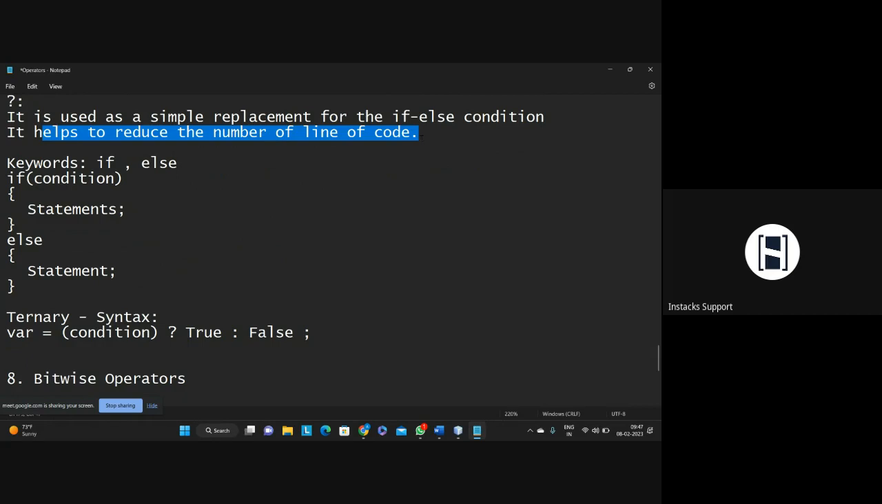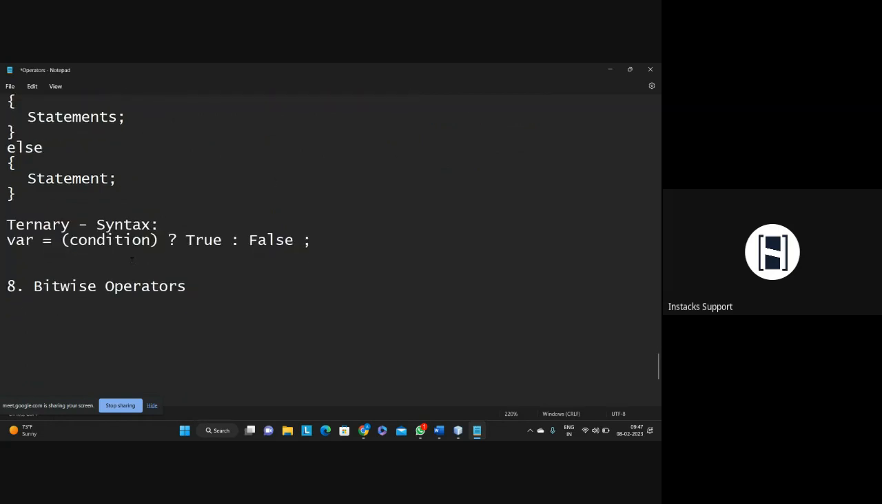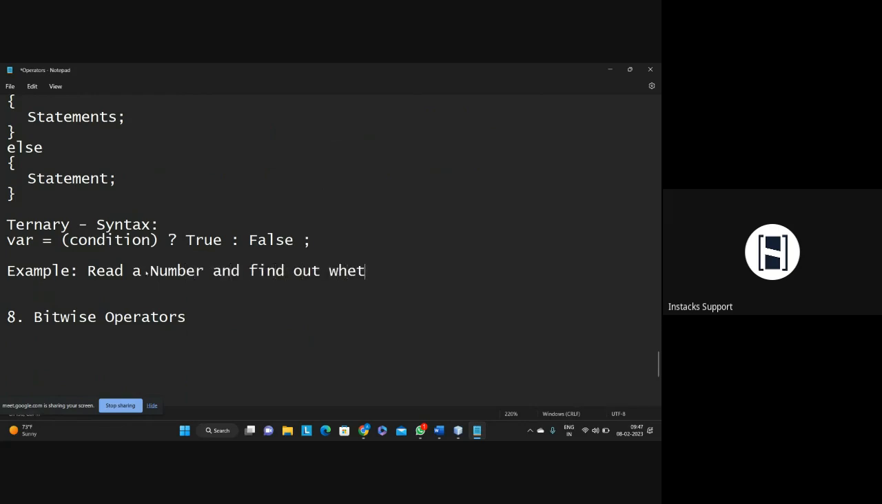Okay, so let us try to understand this with some example. Let us go through some examples. So I'm going to say my program, what it is going to do is, I want to read a number and find out whether it is an even number or an odd number. That is the question I'm giving you. Read a number, in the sense dynamic input.